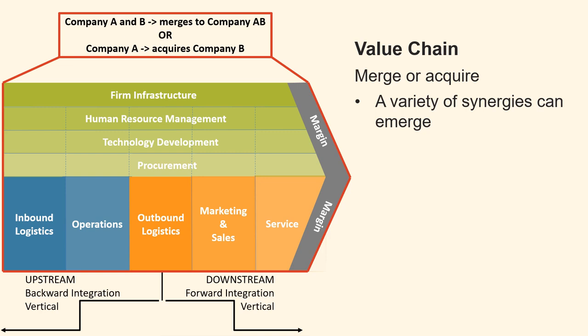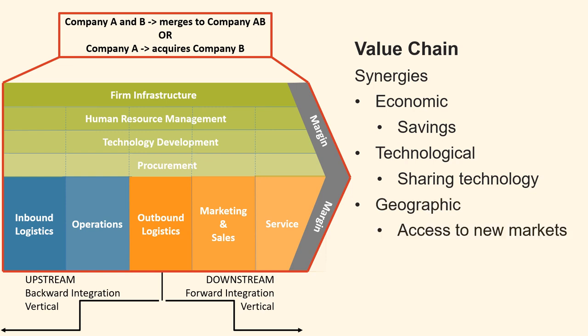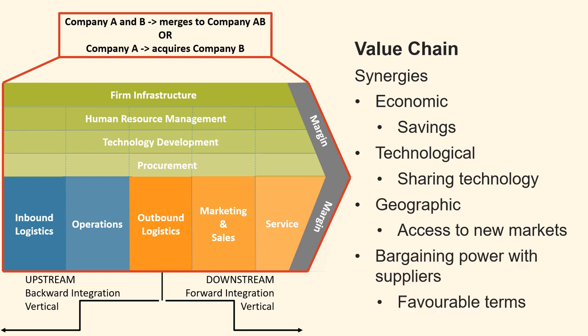When two companies merge or one company acquires the other, a variety of synergies may emerge. Economic synergies result in savings by reducing costs through joint procurement, utilizing shared facilities, or eliminating redundant functions. Technological synergies arise from sharing technology and innovation, which can result in the creation of new products or enhancement of processes. Geographic expansion through mergers and acquisitions can grant access to new markets and broaden the company's customer base. Mergers and acquisitions can increase a company's bargaining power with suppliers. A larger company might secure more favorable purchasing terms as a result.